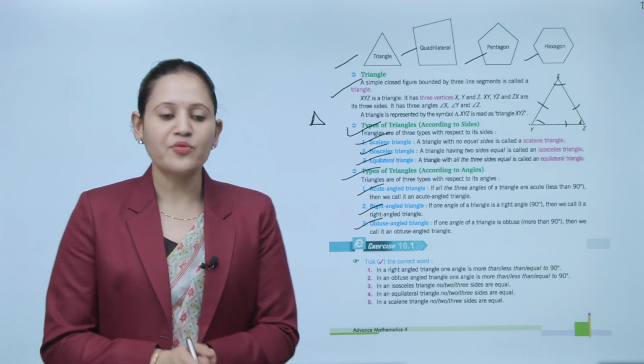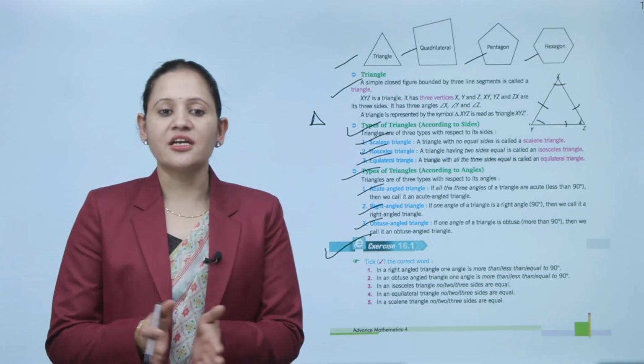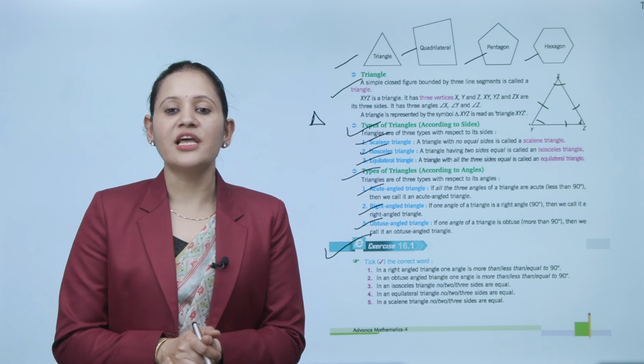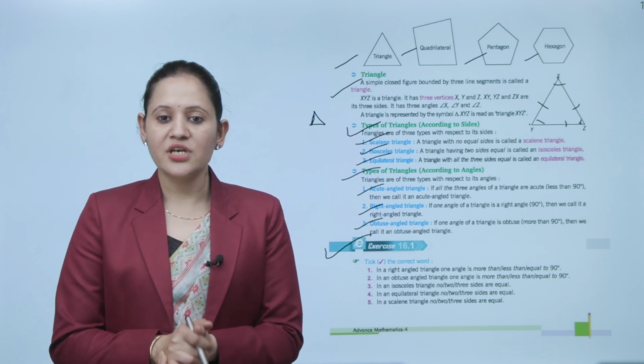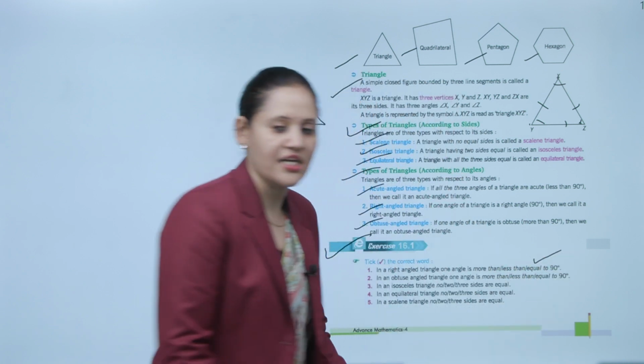Next is exercise 16.1. Choose the correct word. In the right angle triangle, one angle is more than or less than or equal to 90 degrees. That is equal to 90 degrees. Clear?